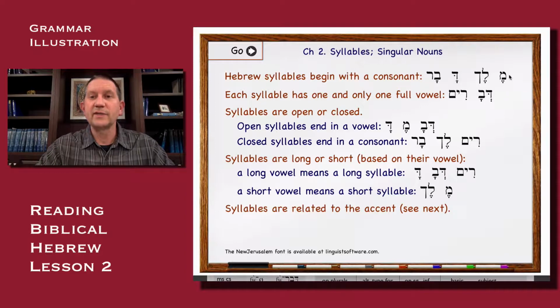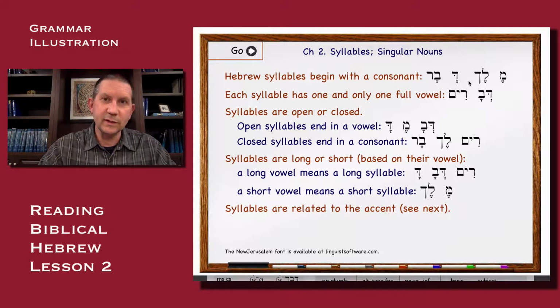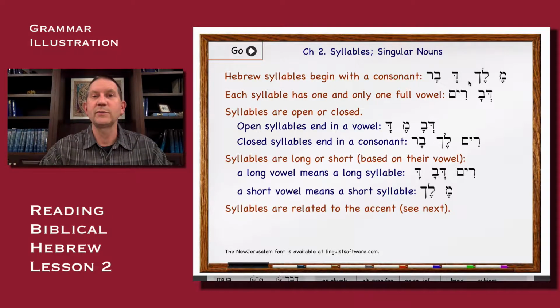That is, we have to say meh and then lek. We can't say mel and then ek. We can do it in English. They did not do that as a speaking community in Hebrew. So we are always going to begin our syllables with a consonant and not with a vowel.